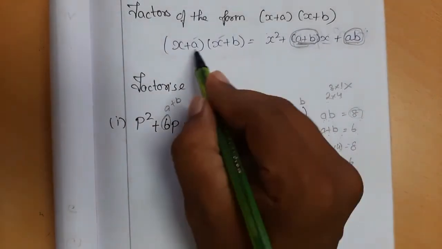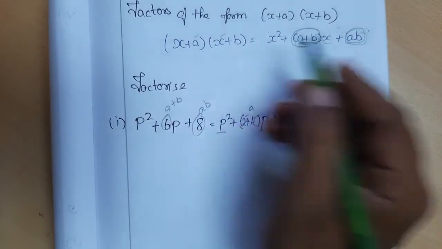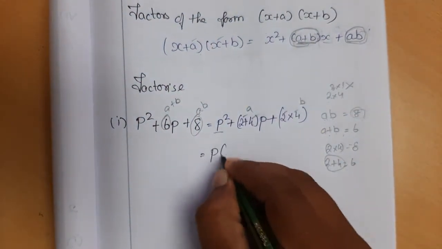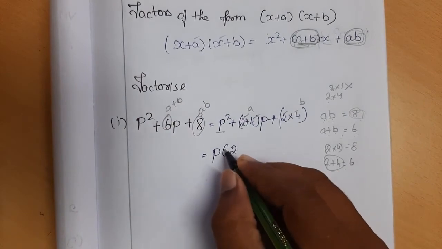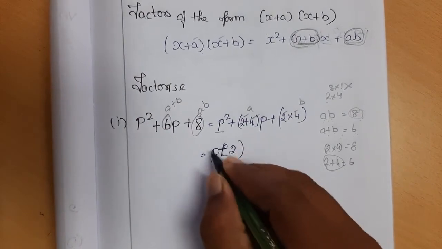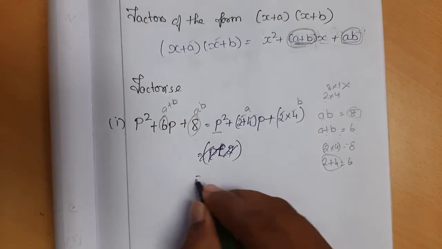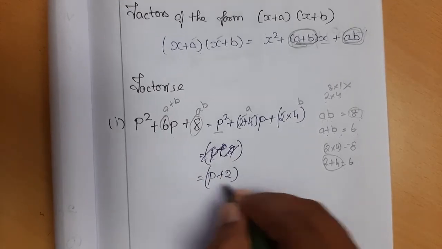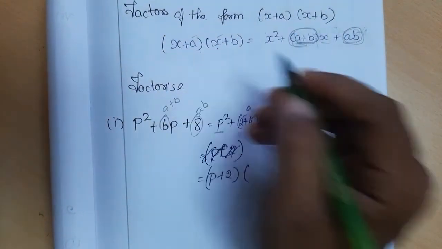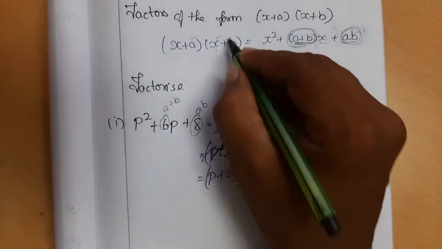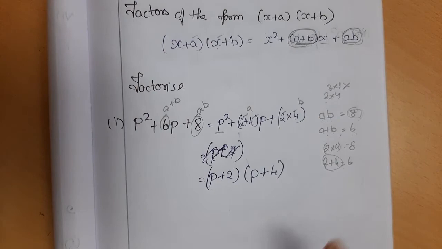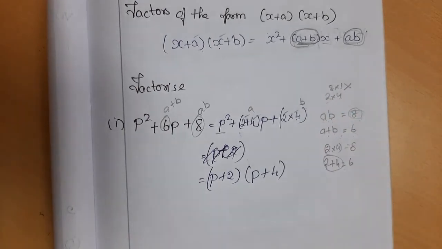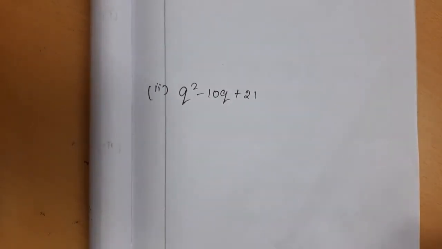Directly we can write x into a plus x into b. In the x there is a p, and instead of a we have chosen 2. So p plus 2, and next is x plus b. x is the same p, plus b is what we found as 4. Clear? This process is very, very important. We will do one more sum for more clarification.